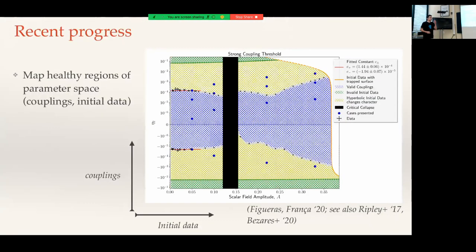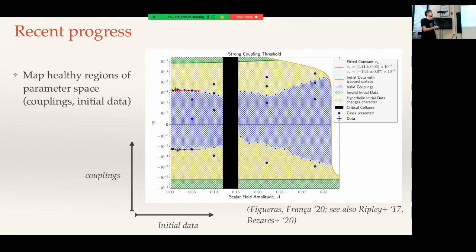So let me just describe some ideas of the progress done in recent years. Picture again this modified wave equation that I described in the not so easy part. In this paper, Figueras and França of 2020, what they illustrated is that maybe one strategy is that you could take this equation and explore the parameter space in couplings and initial data and map out the healthy regions where the theory is well defined. In this picture, this would correspond to the blue region.